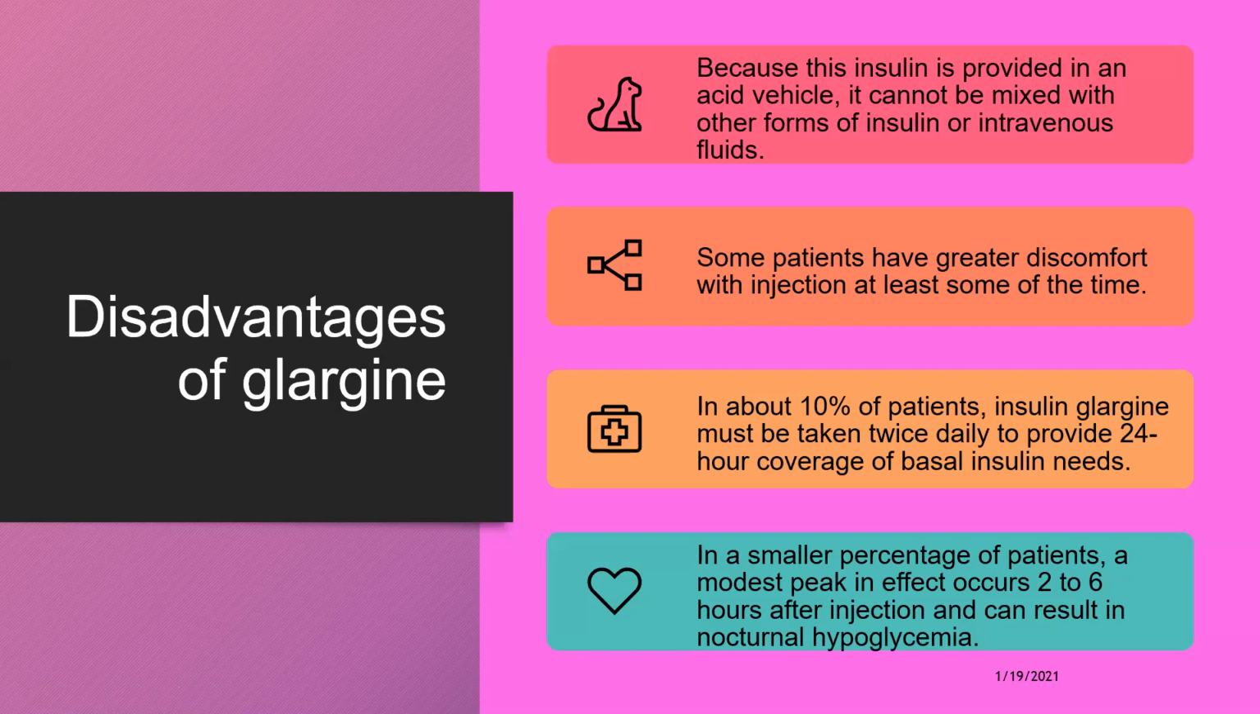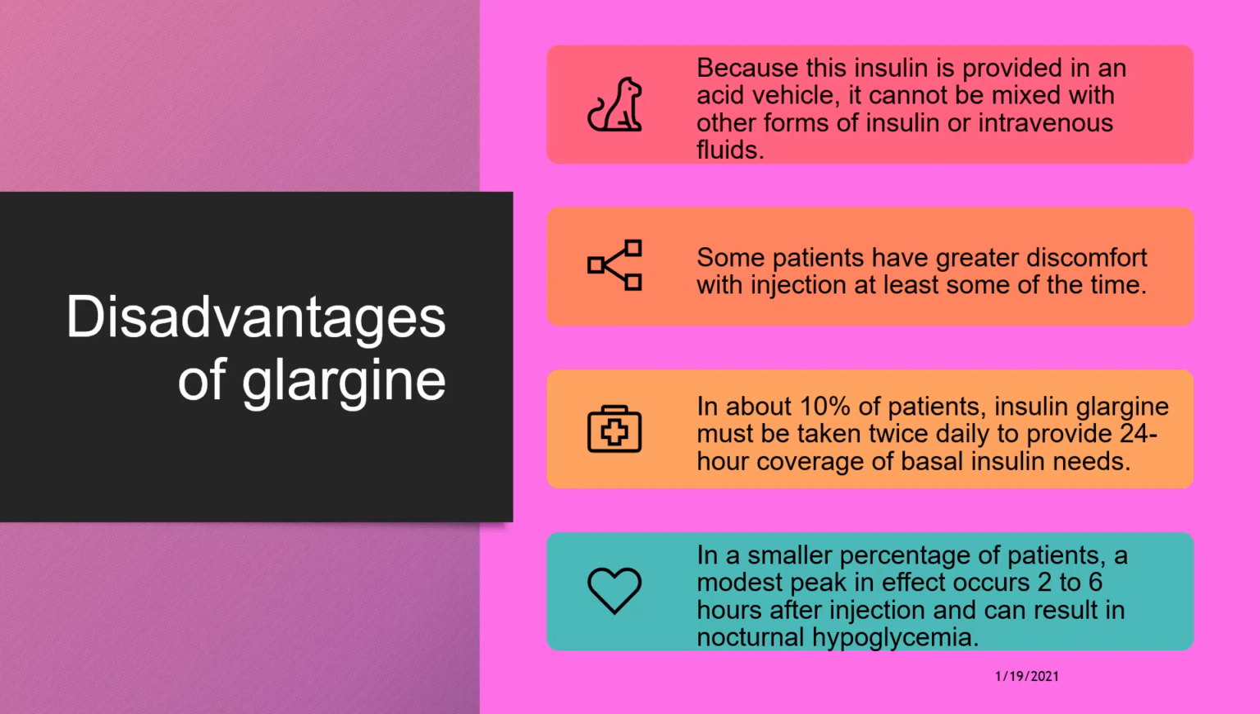Now, what are the disadvantages of glargine? We know the advantages because it is long-acting, it is analog, it is modified. But because this insulin is provided in an acid vehicle, it cannot be mixed with other forms of insulin or intravenous fluids. So it has to be given in a separate form always. Some patients have greater discomfort with injection at least some of the time. Patients often complain of pain, that whenever I inject my glargine, I get a discomfort and pain. If the patient can tolerate it, then you may continue. But if the patient has a lot of discomfort, it is intolerable, and there is hesitancy, then you must change the type of insulin.